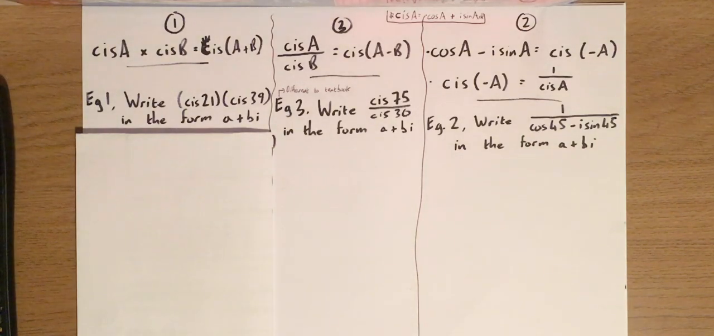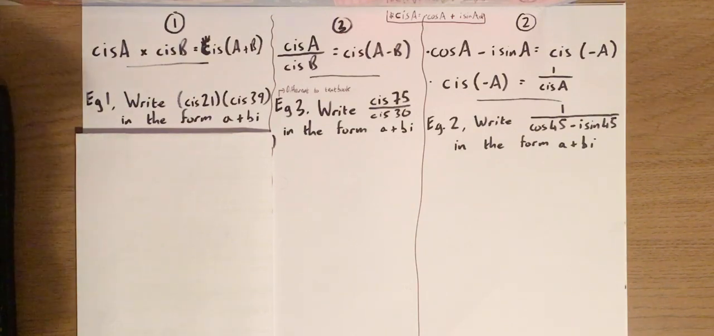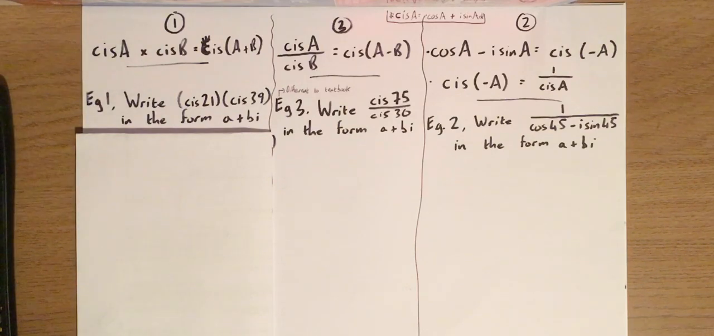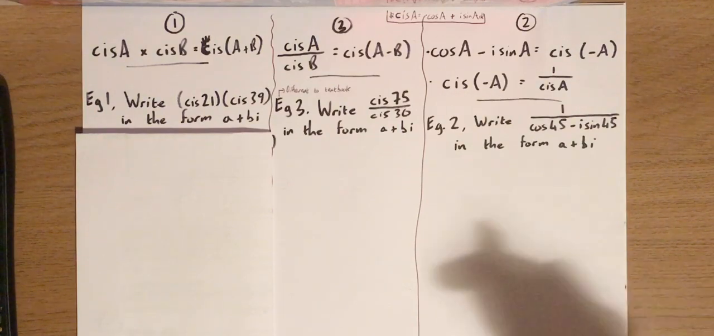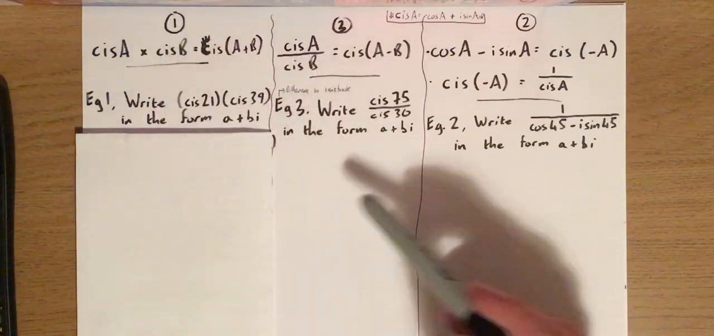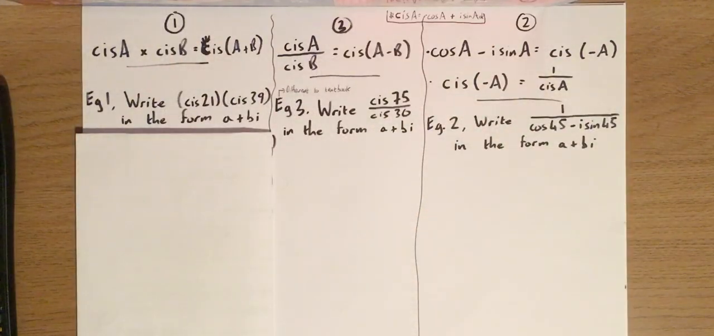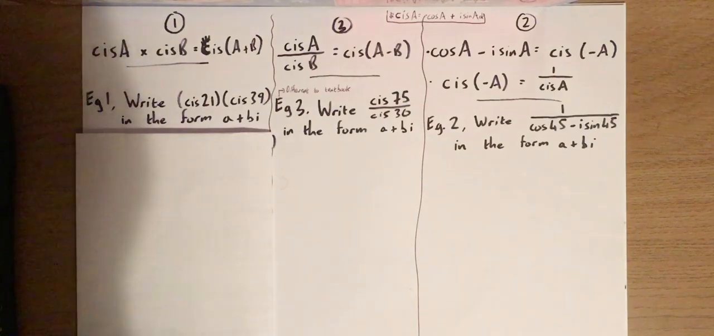Alright, so I'm going to run through three properties of cis that your book goes through on pages 285 and 286. Being able to use these properties is a big motivation for writing complex numbers in polar form for us, along with something else that we'll move on to later. I'm going to do them slightly out of order from your book: property 1, property 3, property 2. I think property 1 and property 3 are the most useful and the most examinable.